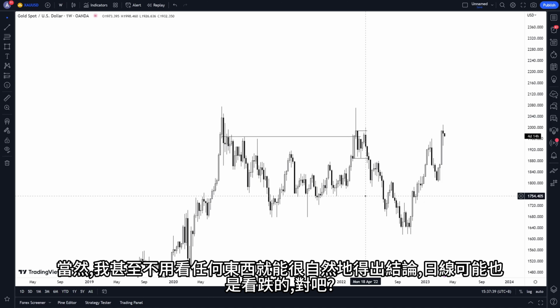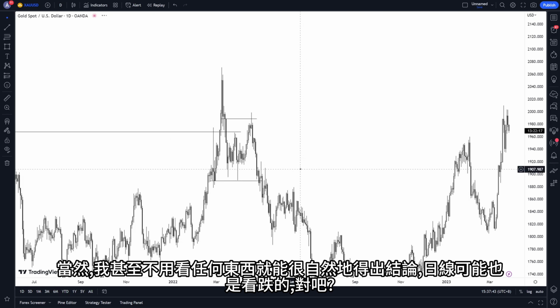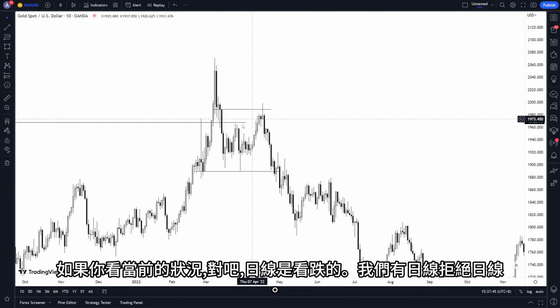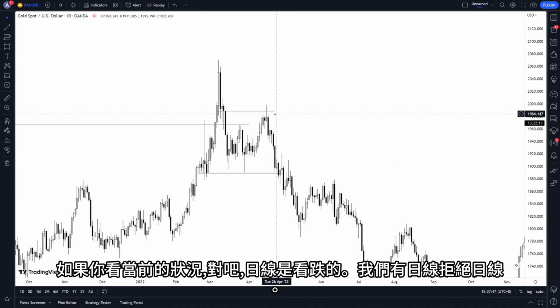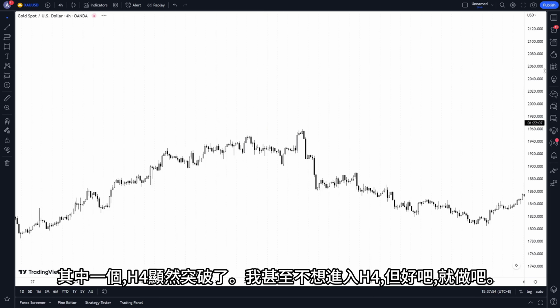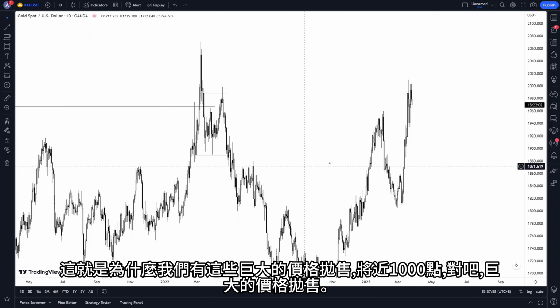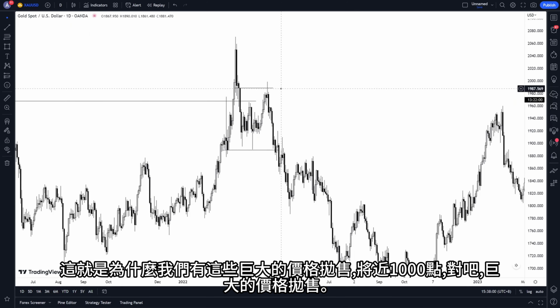And of course it's pretty natural for me to conclude, even without looking at anything, that the daily is probably bearish as well, right? If you look at the current state of affairs, the daily is bearish. We have our daily reject daily, one of these guys. H4 obviously broke out. I don't even want to go into H4, but sure, let's just do it. I don't want to waste anyone's time. Of course, H4 broke out. That's why we have these huge spills of price, 1,000 pips almost, right?